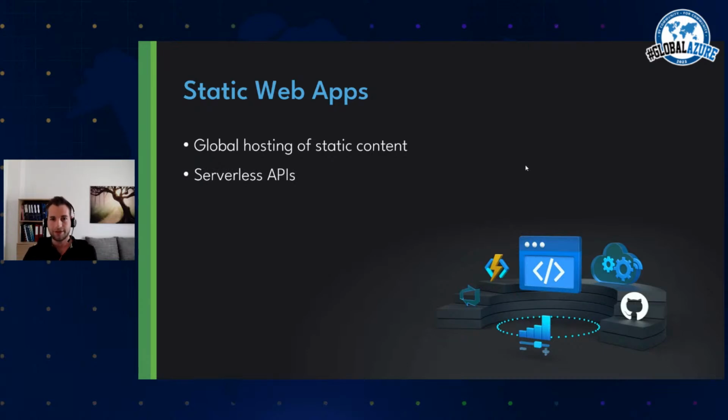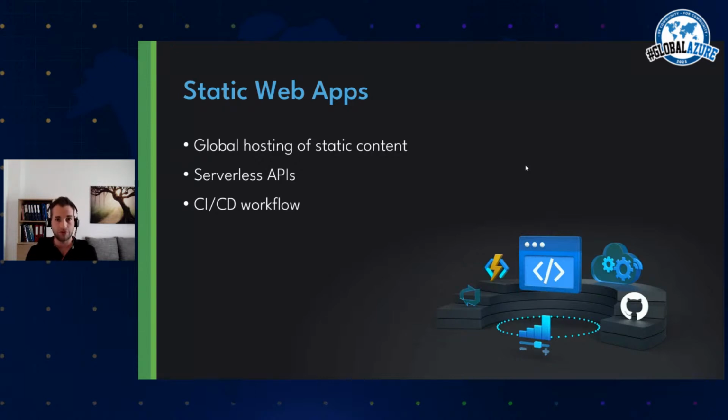We can use serverless APIs in combination with these static web apps. We're going to use Azure Functions. I'm going to talk about that in a minute. And another important point about static web apps is that they come with pre-configured CI/CD workflows. So it's very easy to get up and running in Azure. You just push your code, in our example, it's going to be GitHub. You can also use Azure DevOps, for example.